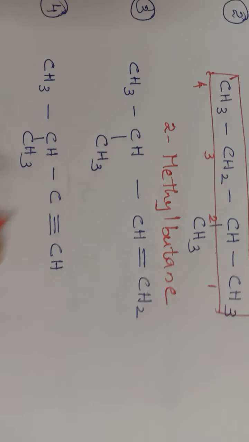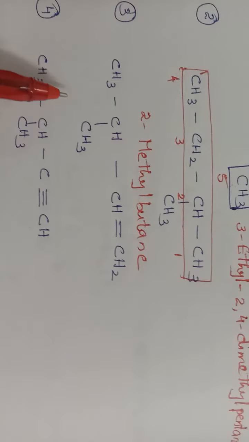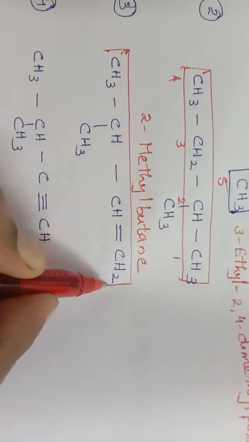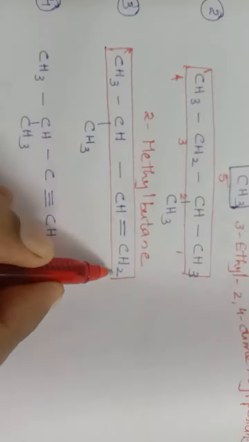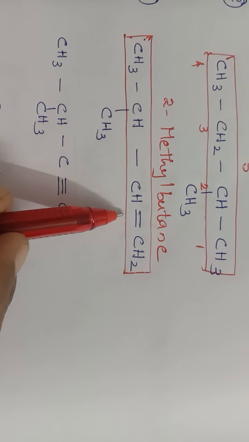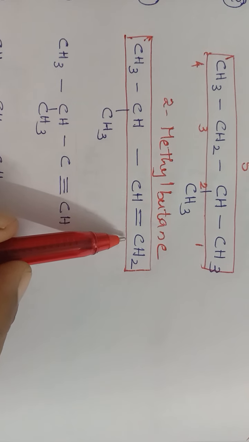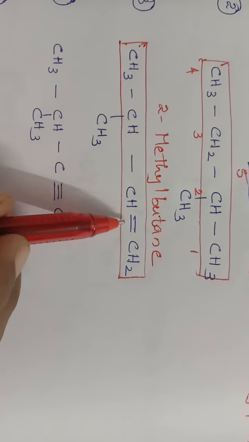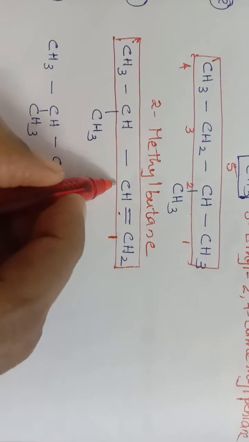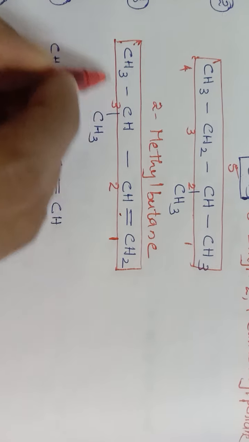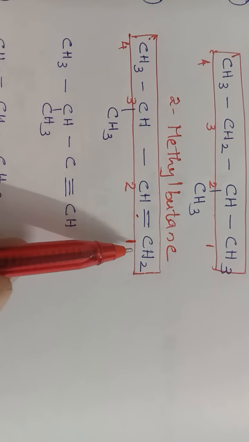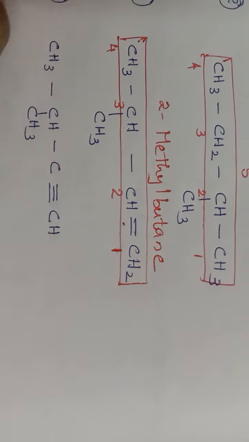Now the third compound. Here the longest carbon chain containing the functional group, that is the double bond, is selected as the parent chain. And we need to number the carbon chain such that the functional group gets the lowest possible number. So this is the functional group, C double bond C. So the double bonded carbon atom is given priority. This carbon atom is given number 1. So we number the carbon chain from the right side so that the double bonded carbon atom gets the lowest possible number.